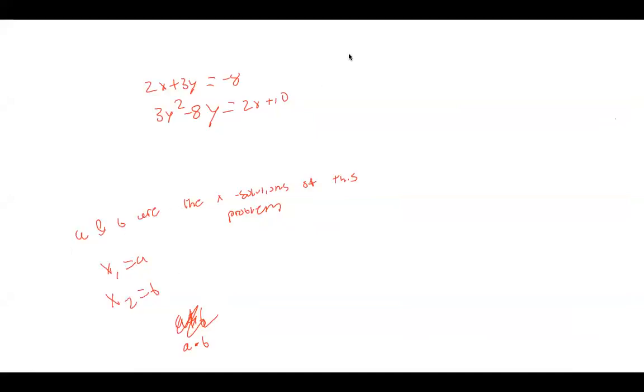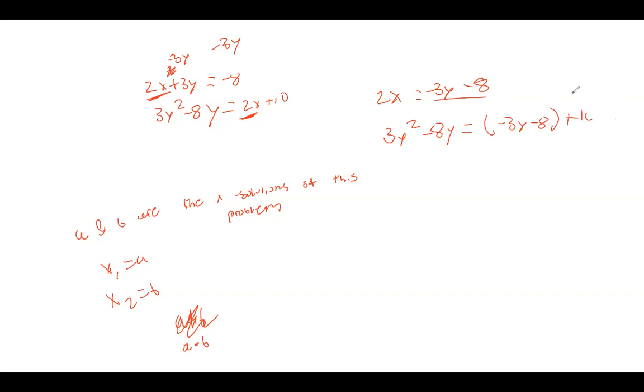All right. So I will solve this question now. So you're given this. First thing you can notice is that there's a 2x in both of these. So I should isolate for 2x in the top to plug it into the bottom. After isolating, minus 3y on both sides, you get 2x equals negative 3y minus 8. And then there's 2x here, so I plug this in wherever the 2x is. So you have 3y squared minus 8y equals negative 3y minus 8 plus 10.